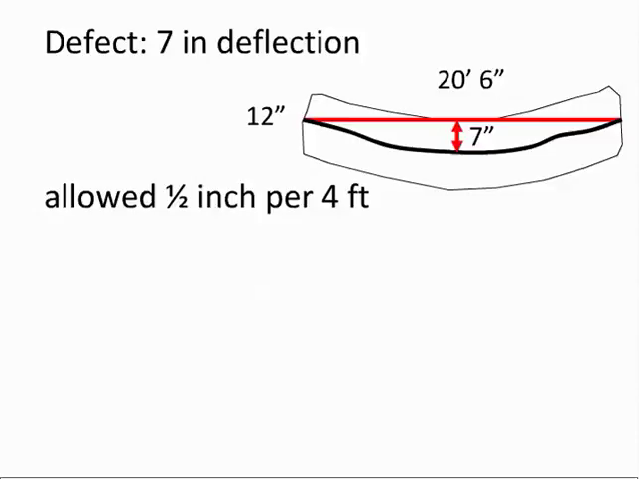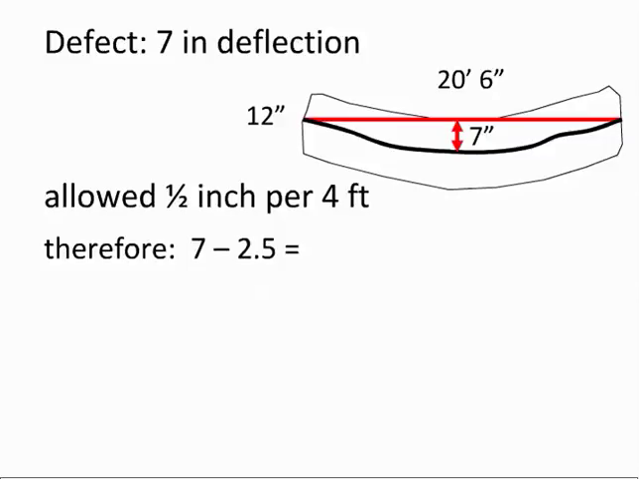Now, I am allowed a 1/2 inch every 4 feet. So I have 7 inches of deflection. Now, how do you figure this out? What you do is you run a tape from the center of one end to the center of the other end, and then you measure the deflection with your stick from the middle of the log. How much does the center of the log deflect away from the parallel line? In this case, it's 7 inches, but I'm allowed a 1/2 inch for every 4 feet.